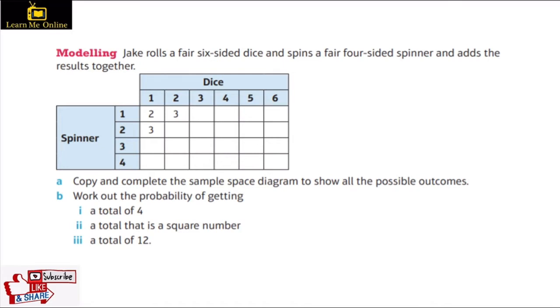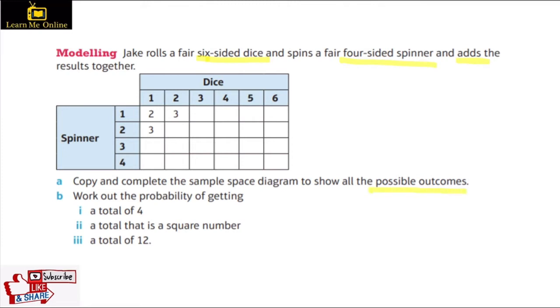So this says that Jake rolls a fair six-sided dice. So a six-sided dice is the first piece of information we have been given, and spins a fair four-sided spinner. Another thing is the spinner, which is four-sided, and adds the result together. So to fill in that table, we're going to add both the results together. Now here we have got the sample space given, and part A says to copy and complete the sample space diagram to show the possible outcomes.